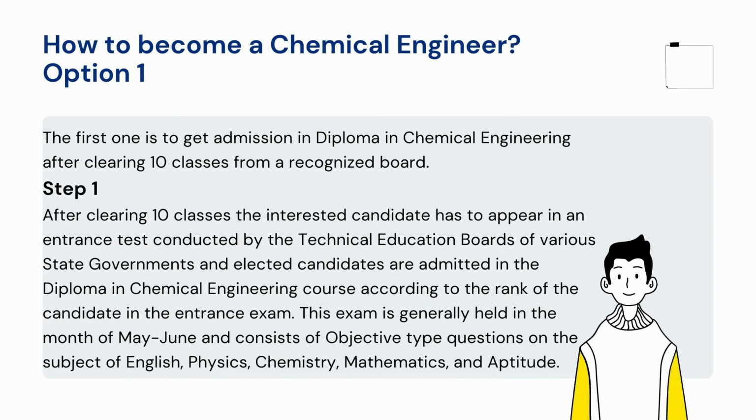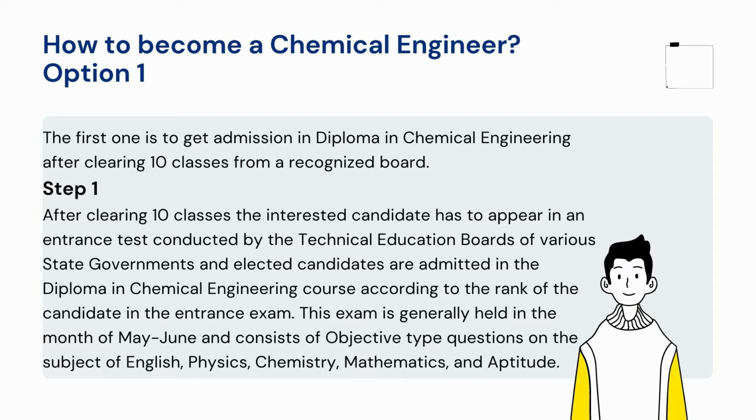How to become a chemical engineer? Option 1. The first one is to get admission in a diploma in chemical engineering after clearing 10th class from a recognized board. Step 1. After clearing 10th class, the interested candidate has to appear in an entrance test conducted by the technical education boards of various state governments, and selected candidates are admitted in the diploma in chemical engineering course according to the rank of the candidate in the entrance exam.